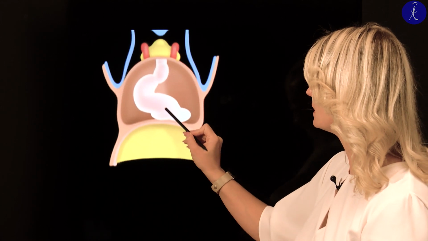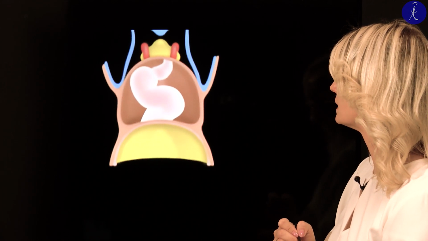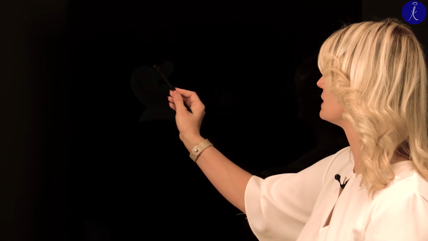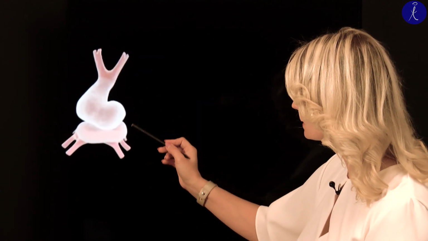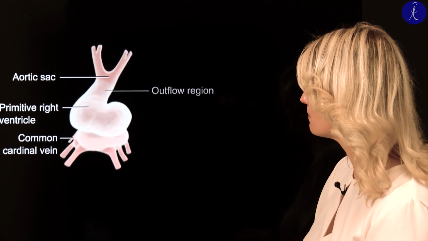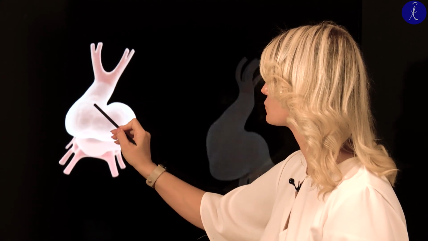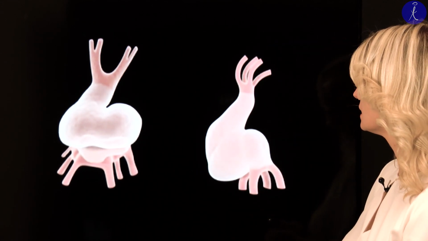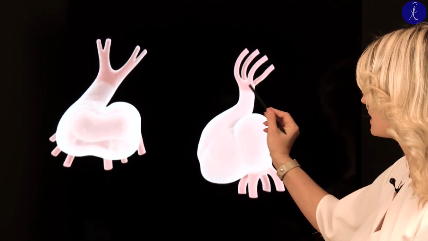And here you see the day number 28. This is the end of the looping. The primitive right ventricle, left ventricle is visible. If you see everything from another view, you see this procedure step by step. The veins, the common atrium, ventricle, and the bulbus cordis. And here you can see the development until the day 28. This is the final position.